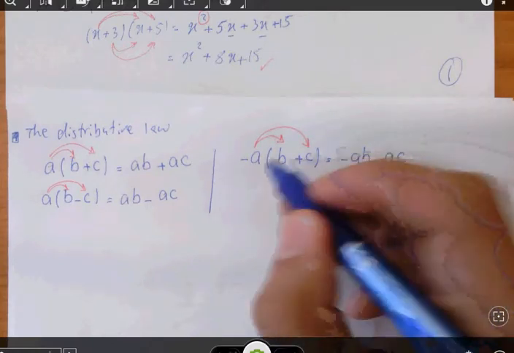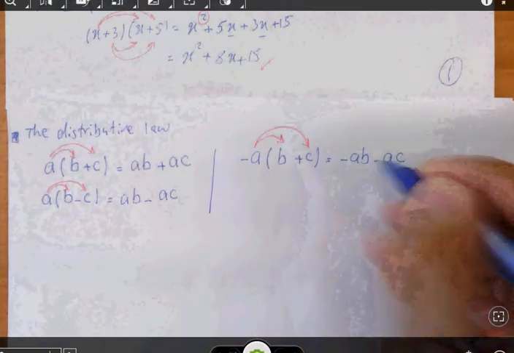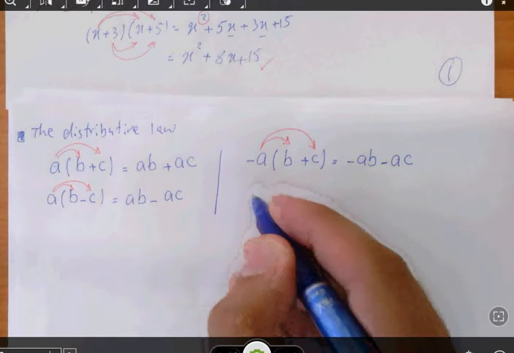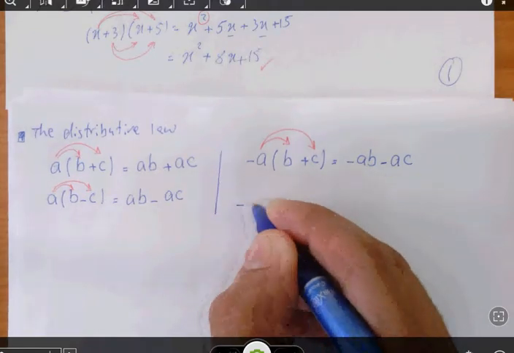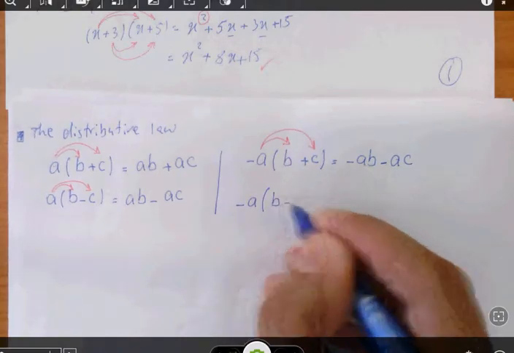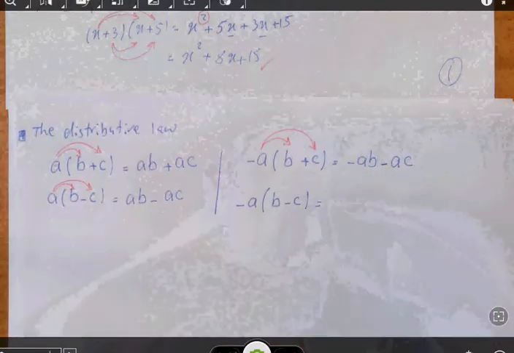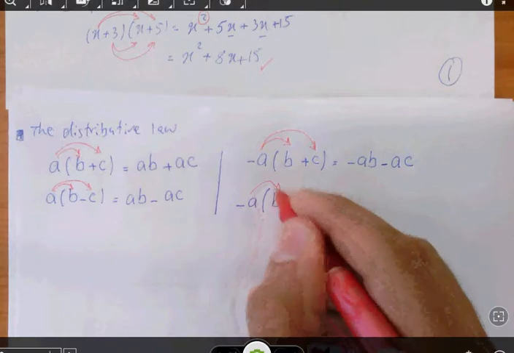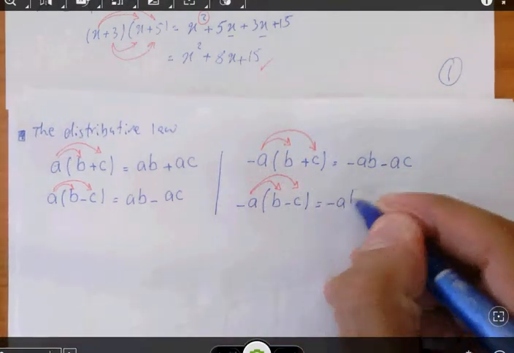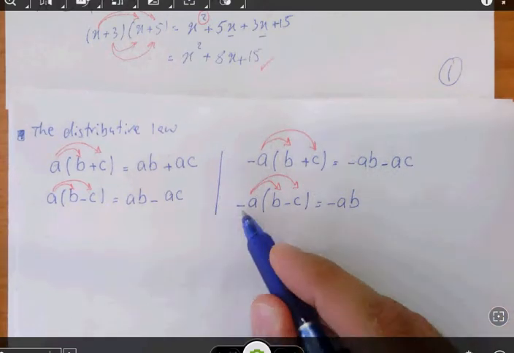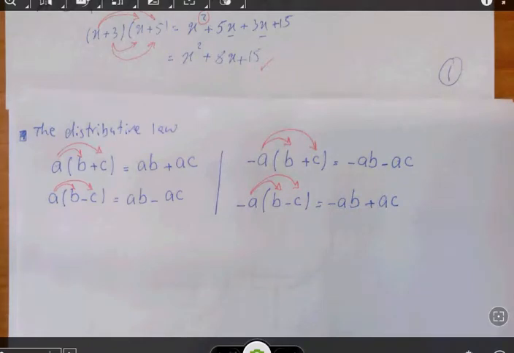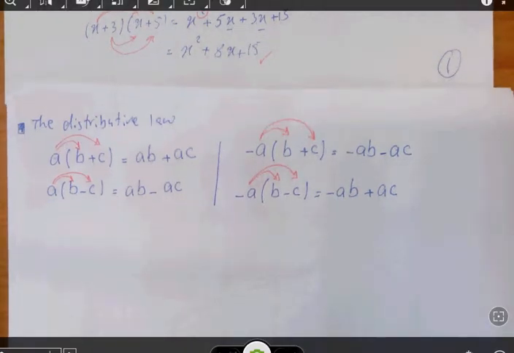Negative. What is negative times positive? It's a negative. Very good. Right? Good. Hang on. One more. Minus A times B minus C. Then what? Isn't that the same situation? So what do you have? Negative AB. And then, very good. Positive what? AC. Good. All right. Now we're getting somewhere, yeah?